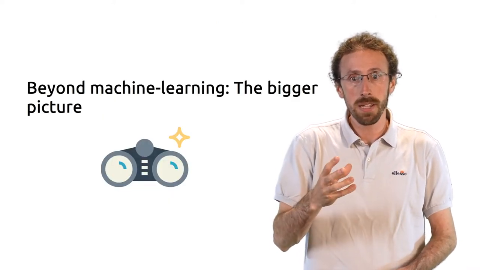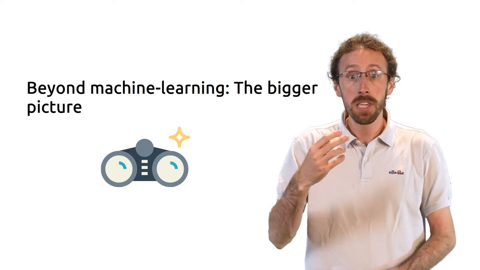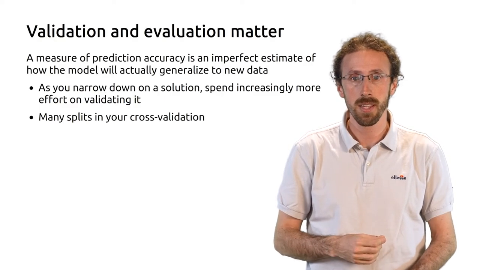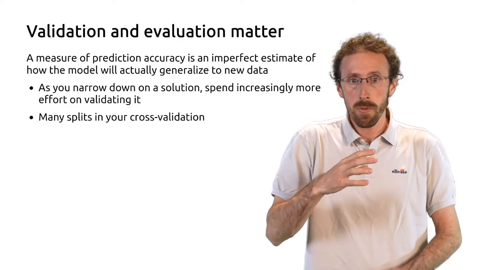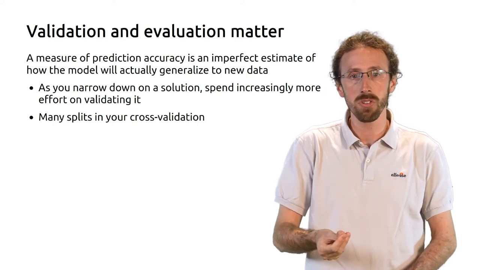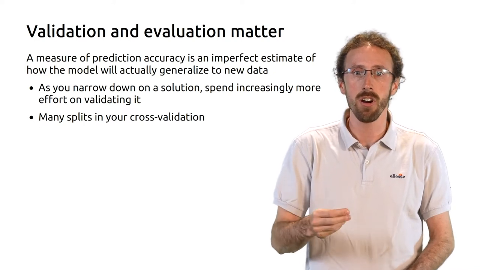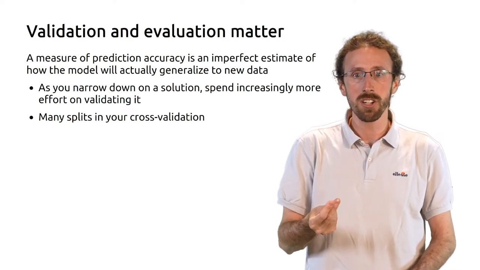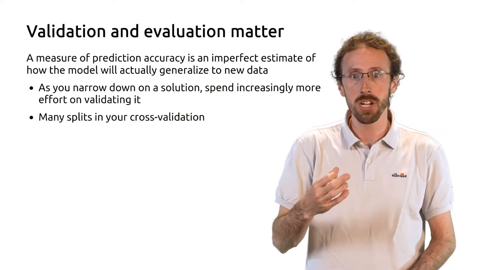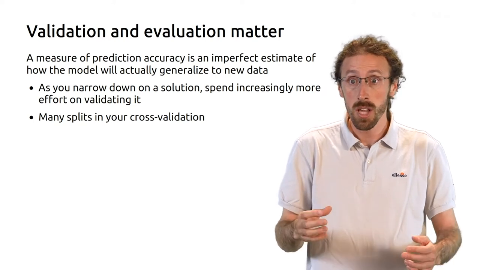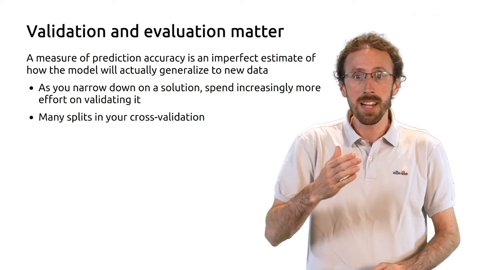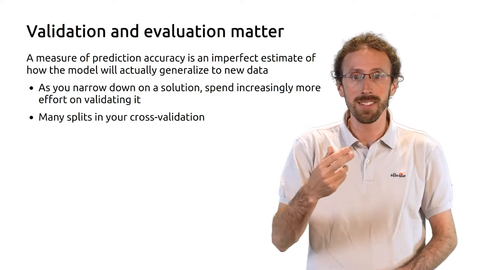Now I would like to talk a bit about the bigger picture beyond machine learning and the kind of impact that we can have on society. Now, when we run a machine learning project, something that is often forgotten is how important validation and evaluation are. A measure of prediction accuracy is always an imperfect estimate of how the model will actually generalize to new data. So, my advice is, as you narrow down on a solution, spend increasingly more time and effort on validating it.